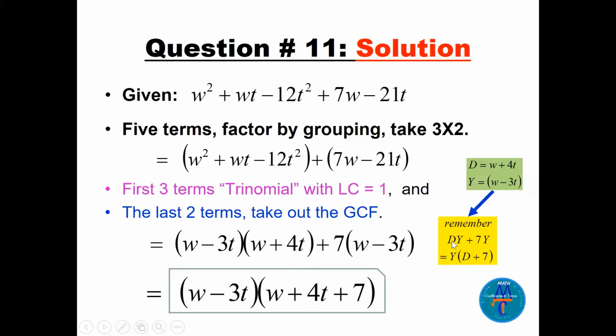You see, if you have dy plus 7y, remember, I put a simple example here in the yellow. dy plus 7y, why is this a common? You see y is common, take it out. That's easy to see. d in the bracket plus 7, that's the same here. See, the 7 is there. d is this one. See, d is w plus 4t. And instead of the y, we have w minus 3t. See, same, that is y and y. Take it out. And this is d now, w plus 4t plus 7. This is like d plus 7. This is easy.